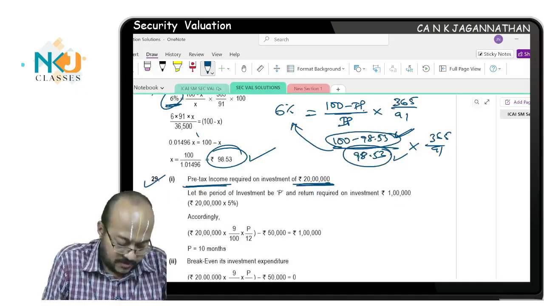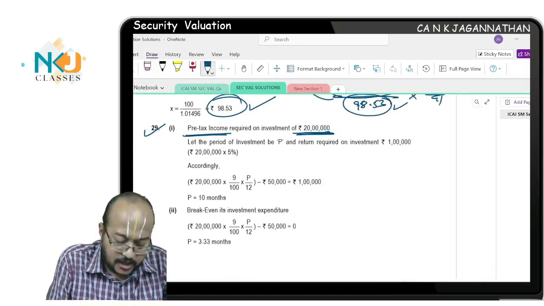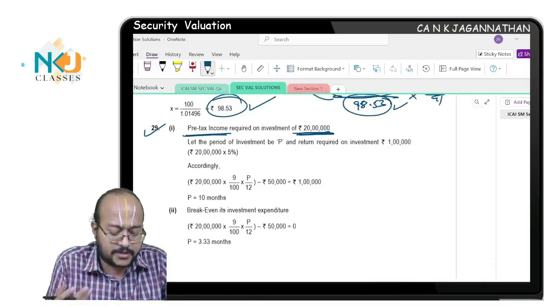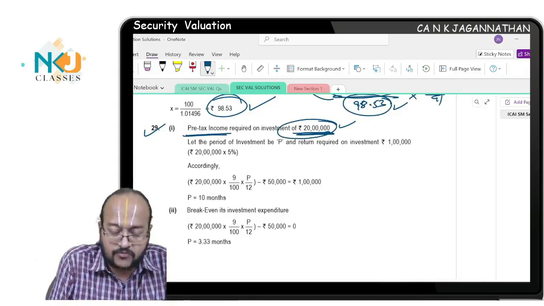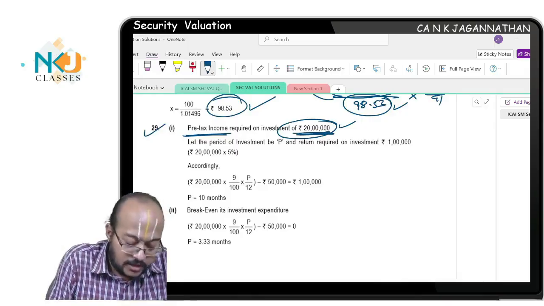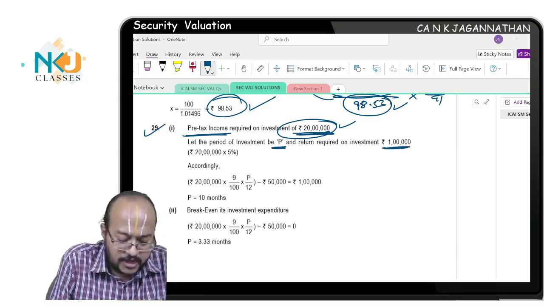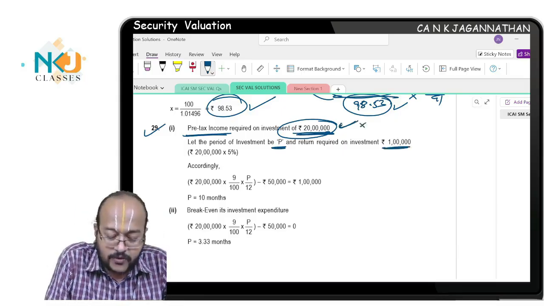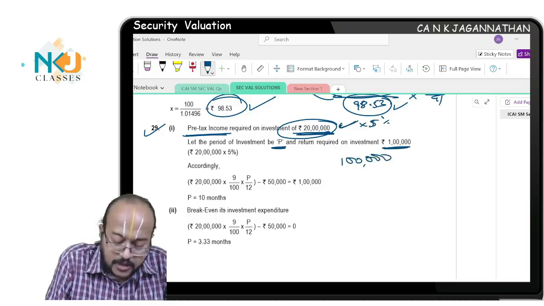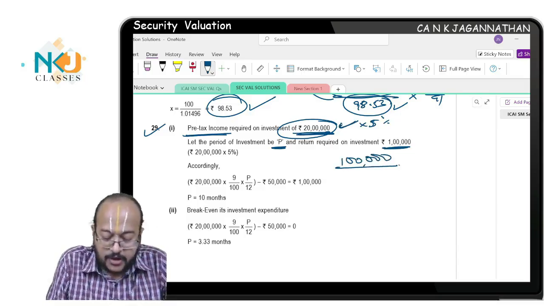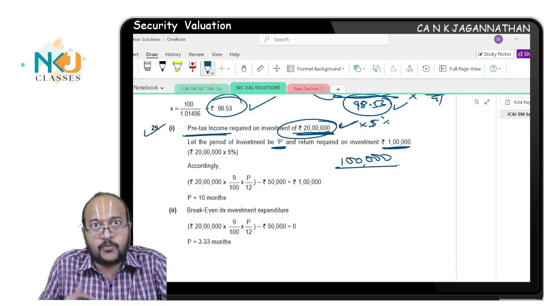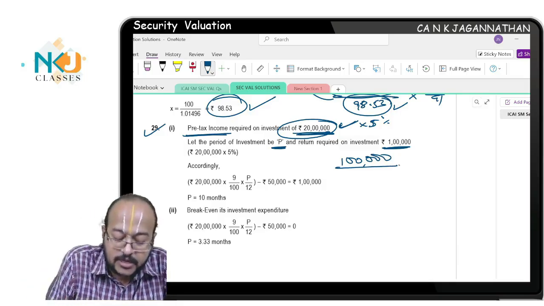Now see what is happening here. 20 lakhs is the investment amount, the pre-tax income required is on investment of 20 lakhs. This is not the income required; this 20 lakhs is the investment amount, correct? Let the period of investment be P, and the required amount is 1 lakh, very simple. 20 lakhs into 5% gives you 1 lakh, correct? This 1 lakh you need to earn over a period of how many months, on an instrument which is yielding 9% per annum.